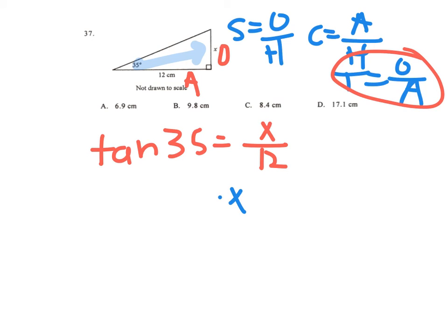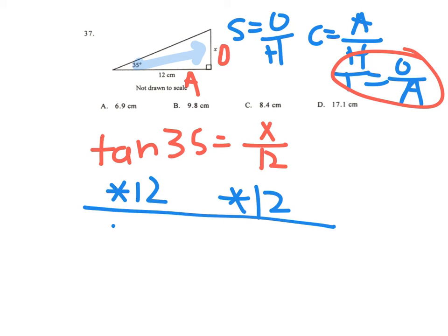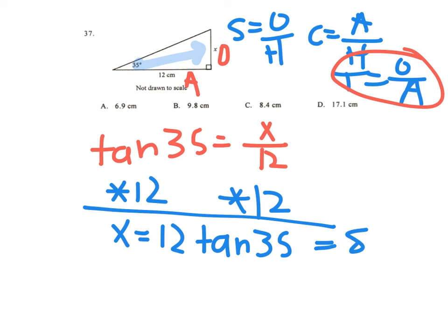We need to move our 12 to the other side, so we're going to multiply both sides by 12. When we do that, we get x equals 12 tangent of 35. Hopefully by the end of all this, y'all are pros at trig. So we're going to do 12 tan 35, and we get 8.40. So our final answer is going to be 8.4, which is C.